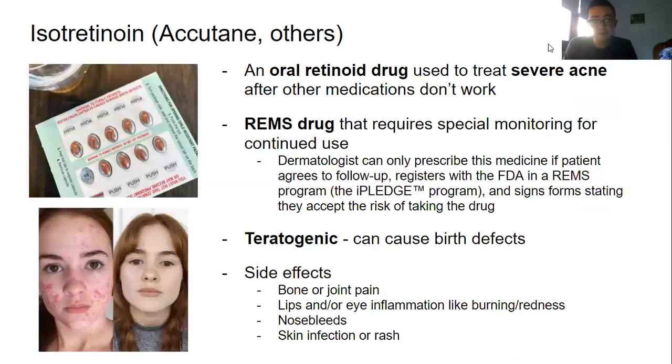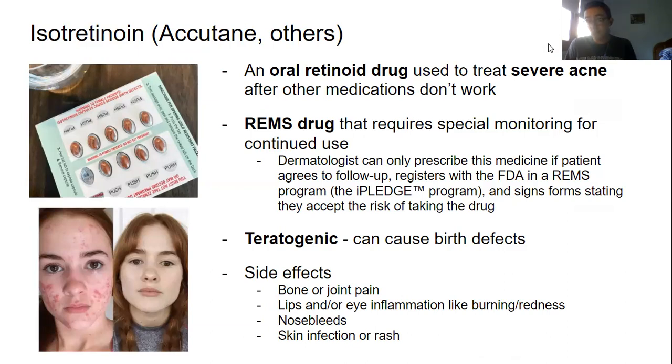Now, if Differin doesn't do it, we have Isotretinoin or Accutane. You may have heard of Accutane as well. It's an oral retinoid drug. Now, remember, this is an oral, not a topical, and it's used to treat severe acne, usually when other medications do not work. Now, the reason why it's prescription and it's oral and it's very highly regulated is it's what's called a REMS drug. So that requires special monitoring for continued use.